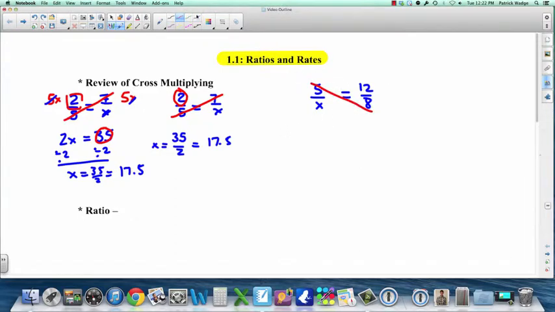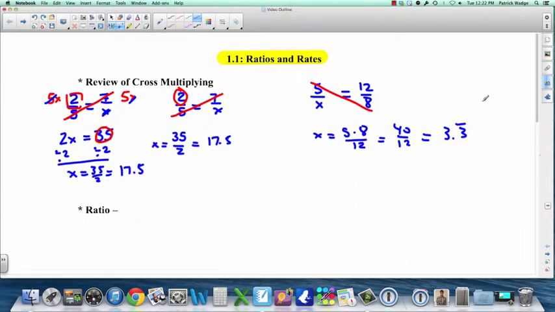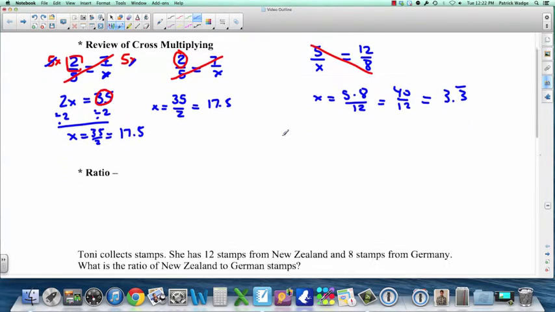This one. So the way I would get x is I'd multiply those two together, the 5 times the 8, and then I'd divide by the one that's left over, which is the 12. So I get 40 divided by 12. If you put that in a calculator, you're going to find that it is 3 and a third, 3.3 repeating. Okay, that's cross-multiplying. And the reason I'm showing it to you here is because it's going to come up all the time in this section.